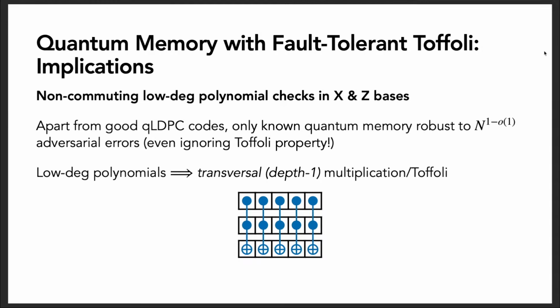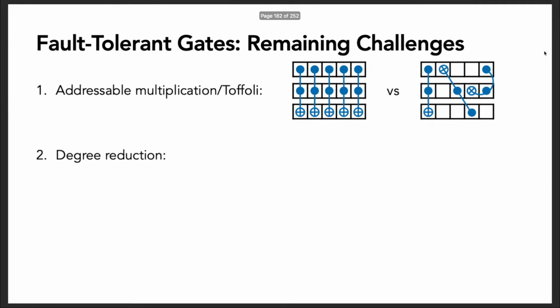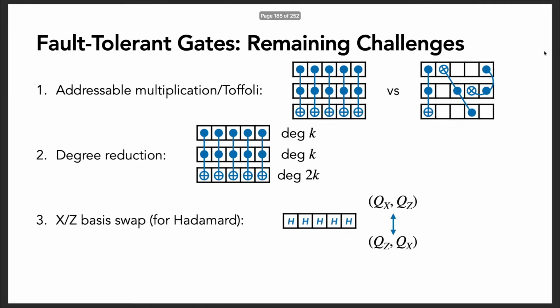Sorry, what is not transversal? Which of the universal set? Oh, Hadamard is actually transversal, but when you do Hadamard, you change the code. You swap the X and Z bases. So you do have degree reduction. Okay, so it's not exactly transversal. You have to apply degree reduction at the end.